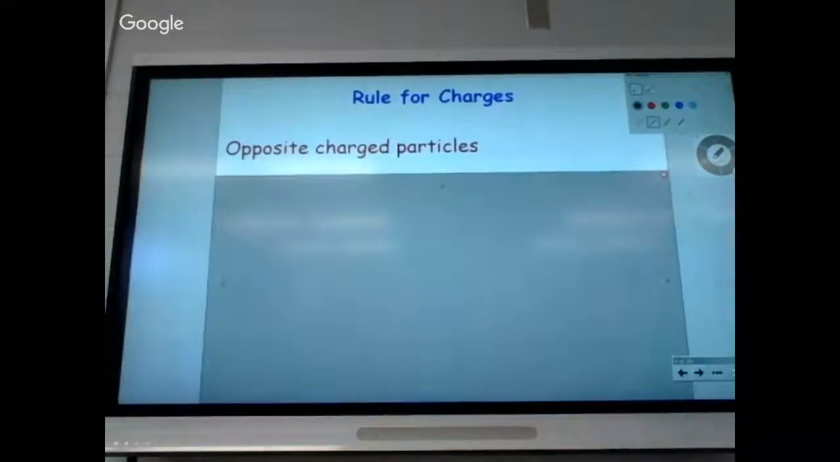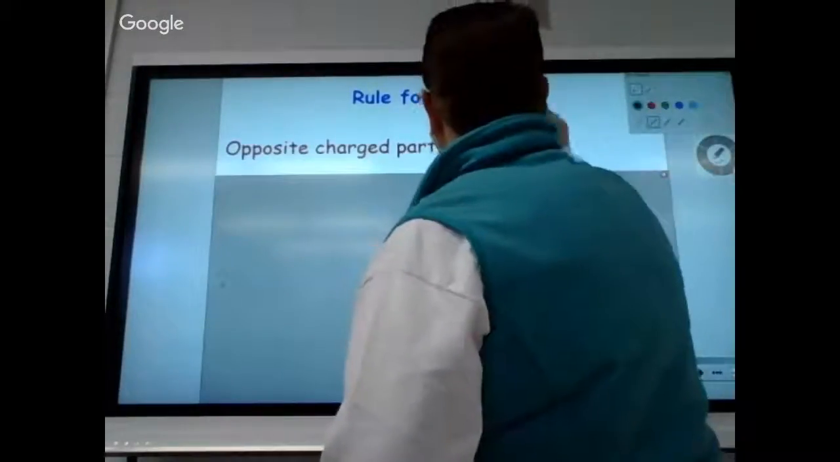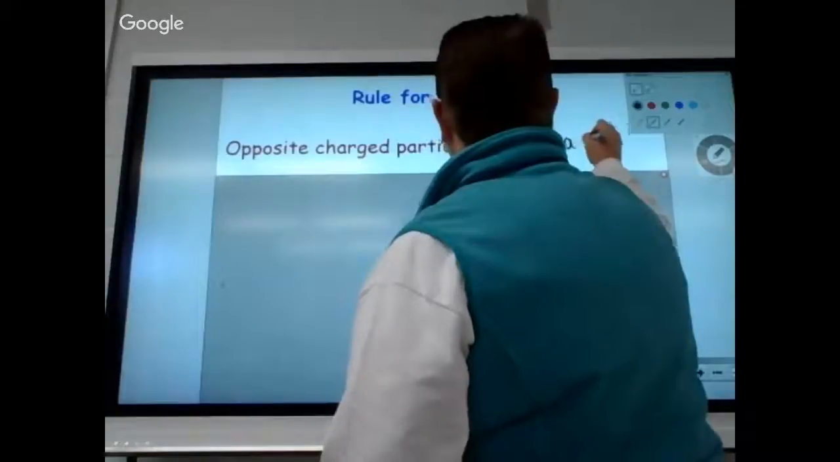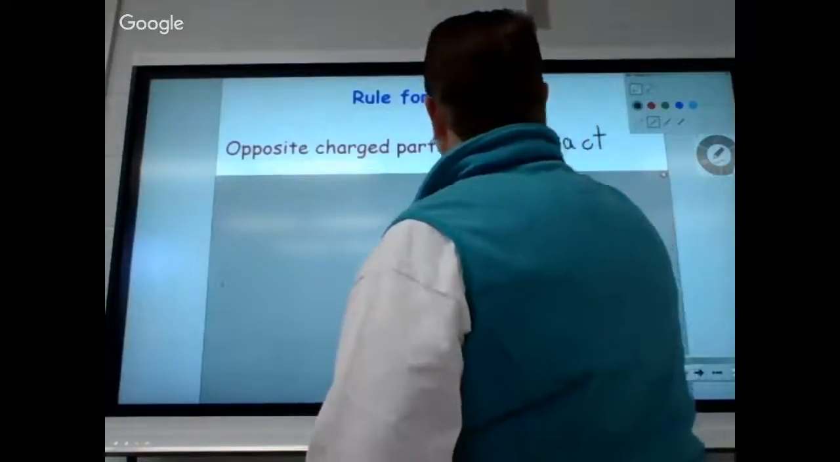All right. Now, this you should also have learned in another science class. This is not new. What do you suppose oppositely charged particles do? I'm going to give you a hint. Do they attract or do they repel? Opposites do attract. All right. That's where they get that from.